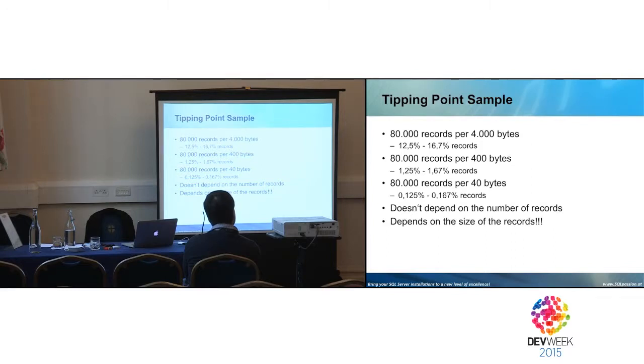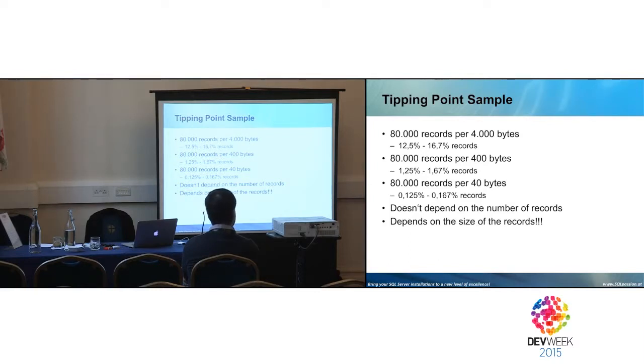Imagine we have a table with 80,000 records. Every record is 4,000 bytes long. In that case, we can fit 2 records of 4,000 bytes on one page of 8 kilobytes. Means the tipping point is somewhere between 12 and 17% of those records. When you have the same table again with the same amount of records, 80,000 records, but every record is only 40 bytes long, then you can fit 200 records on one page of 8 kilobytes, and then your tipping point is somewhere between 0.12% and 0.17%.